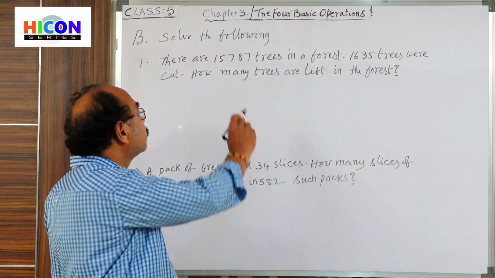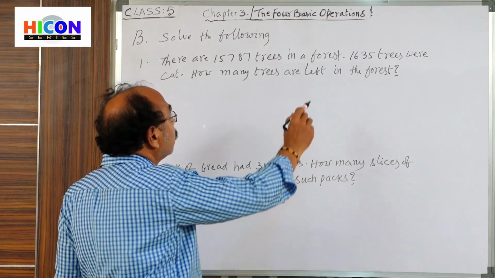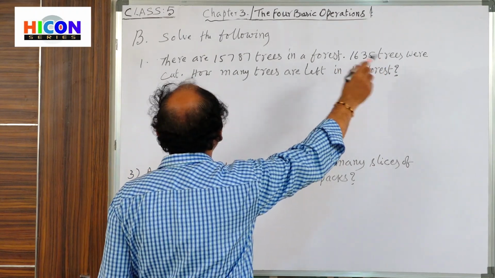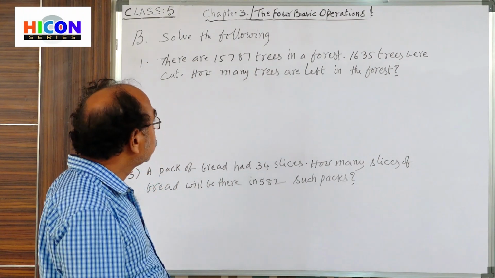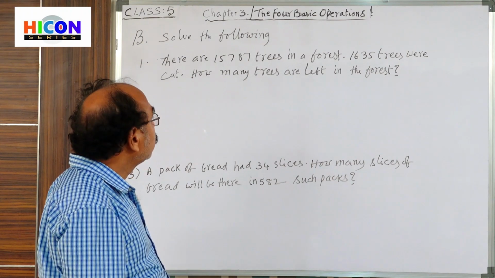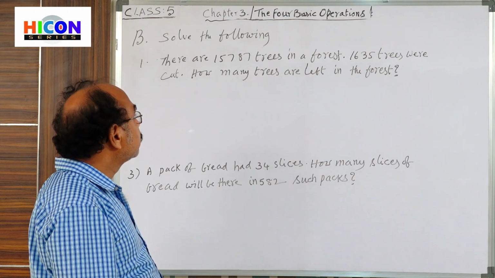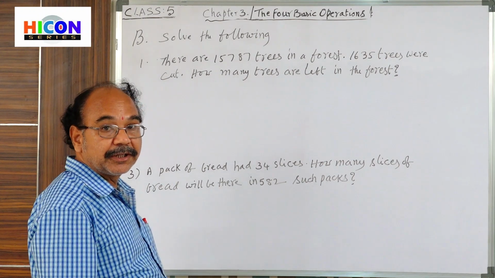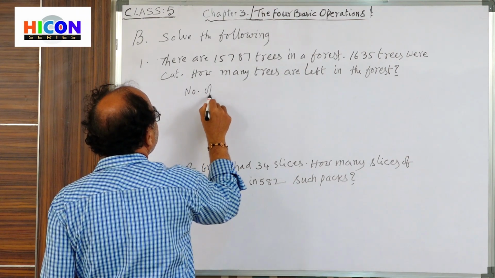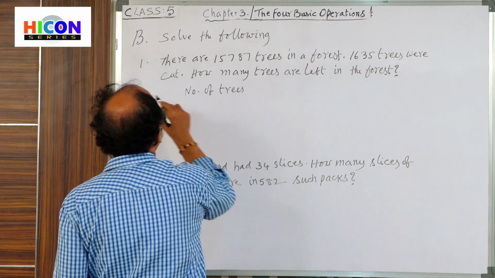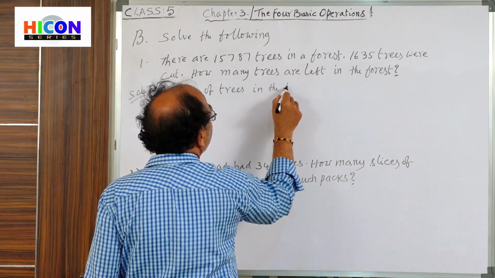There are 15,787 trees in a forest and 1,635 trees were cut. How many trees are left in the forest? This is the question. So, in this problem, how many trees are there in the forest? 15,787 trees are there in the forest. So, here we write number of trees in the forest. Now here solution. Number of trees in the forest.